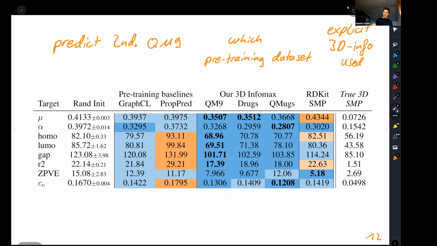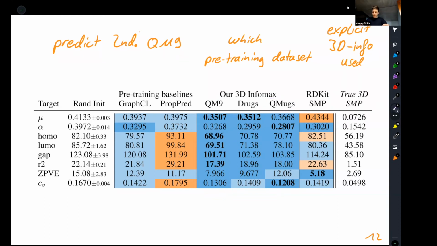Okay, but then let's look at some result numbers. What we have in this table is the mean average error, a bunch of mean average errors that we're getting when predicting these properties on one half of the QM9 data set. Here are the mean average errors that we're getting if we do no pre-training, just using the vanilla GNN and predicting the properties. And here are the numbers if we do our pre-training with either one half of the QM9 dataset, or with the GEOM-Drugs dataset, or the QMugs dataset.